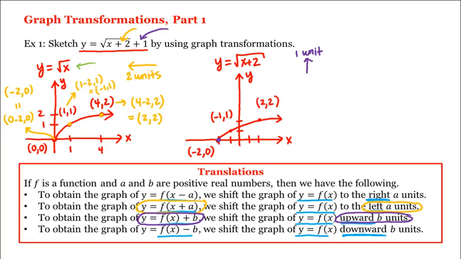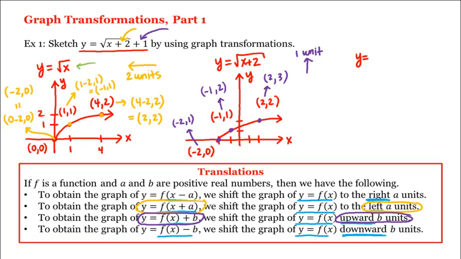So when we do that, what happens to this point here, -2, 0? This point, -2, 0, goes to -2, 0 plus 1, or 1. And what about this point here, -1, 1? This point, -1, 1, is going to go to -1, and then 1 plus 1, or 2. And this last point, 2, 2, is going to go to 2, and then 2 plus 1, or 3.